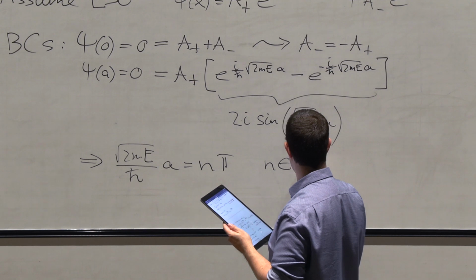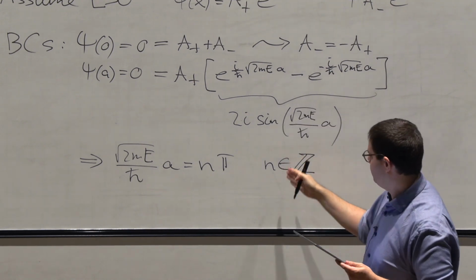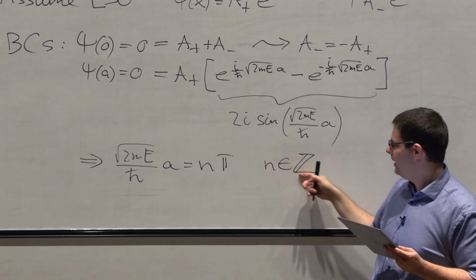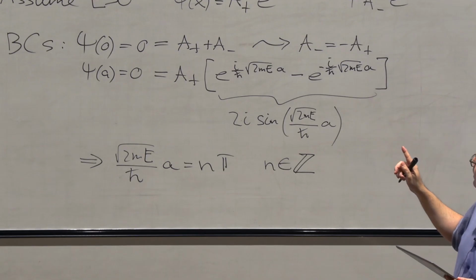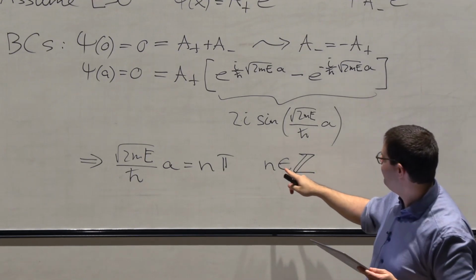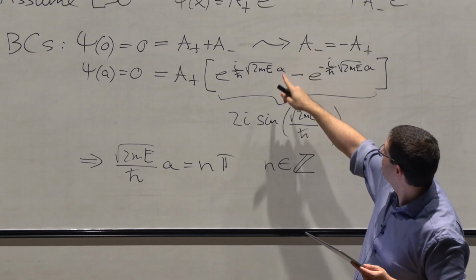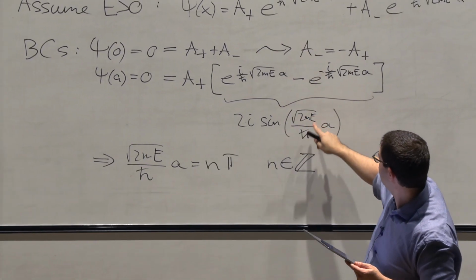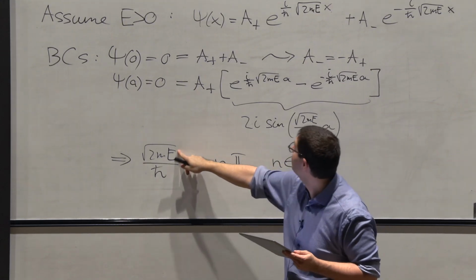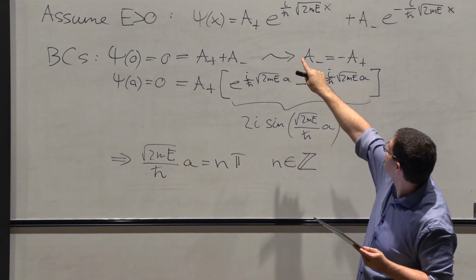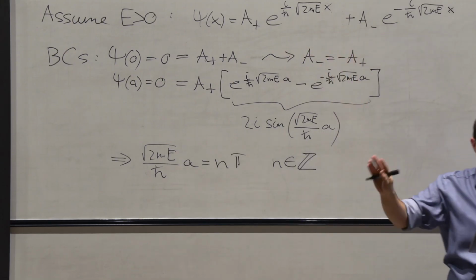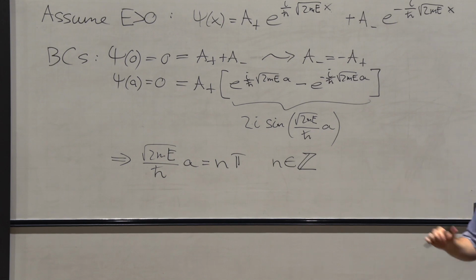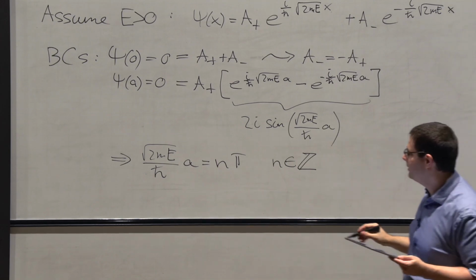Okay, and so this is true for any n in Z. But note that if n is 0, then E is 0. So we just get the 0 function. So we don't like that. We will discuss why we don't like it, but that's always a solution of a homogeneous linear differential equation. So we just discard that.